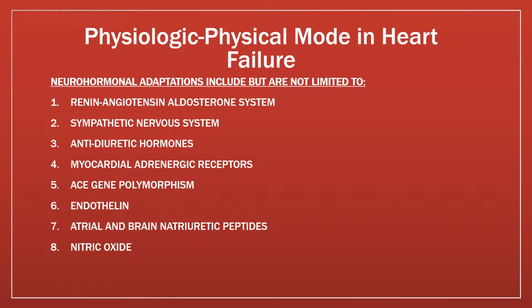So what are the neurohormonal adaptations in heart failure? First we have the RAAS, or the renin-angiotensin-aldosterone system. Second, the sympathetic nervous system. Third, antidiuretic hormone. Fourth, myocardial adrenergic receptors. Fifth, ACE gene polymorphism. Sixth, endothelin. Seventh, atrial and brain natriuretic peptides. Or eighth, nitric oxide. So these are what could possibly be the neurohormonal adaptations, but they're not limited to this.